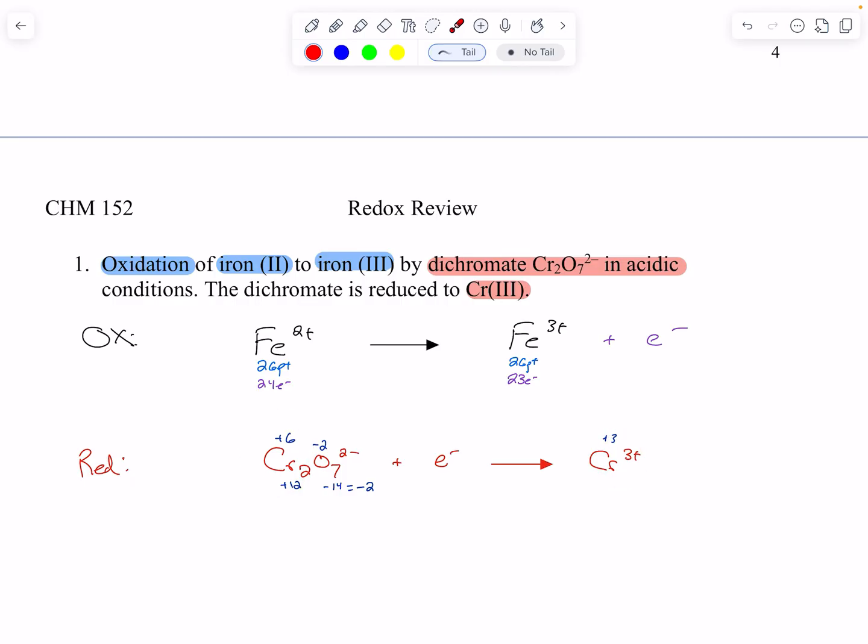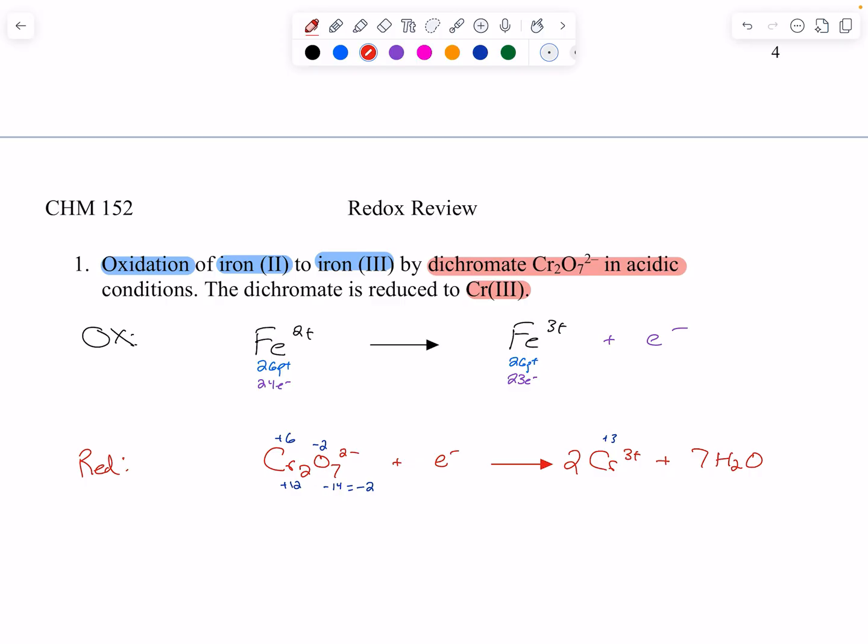All right. Now we got to balance for mass. Well, how many chromiums? I need to put a 2 here. So now my chromium's good. All right. So all the mass now is good except for oxygen. So how do I balance the oxygen? Add waters. 7H2O. Excellent. Now water's good.